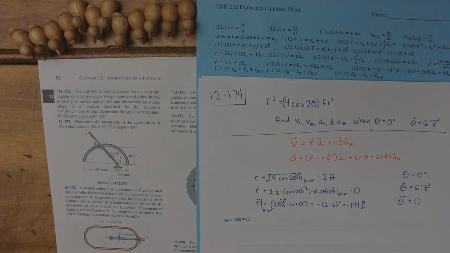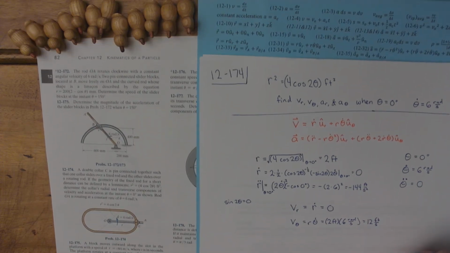Well, now that I have r dot, r double dot, theta, theta dot, and theta double dot, I should be able to find all the components that I need. From looking at this equation here, I should hopefully be able to see that the radial component of the velocity is just equal to r dot, so that's 0. The transverse component of the velocity is r times theta dot. r is equal to 2 feet. Theta dot is equal to 6 radians per second. That gives me 12 feet per second. Remember, the units of radians come and go for free, so we can just get rid of them if we don't want them.